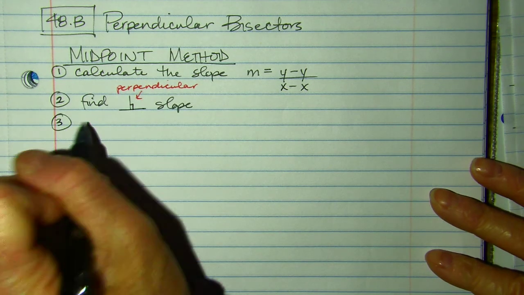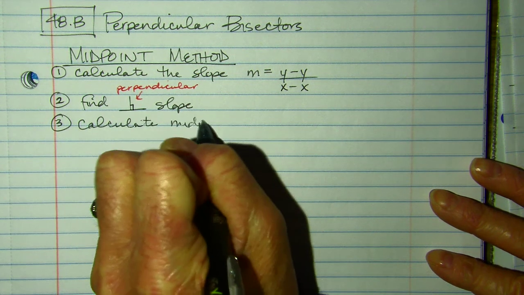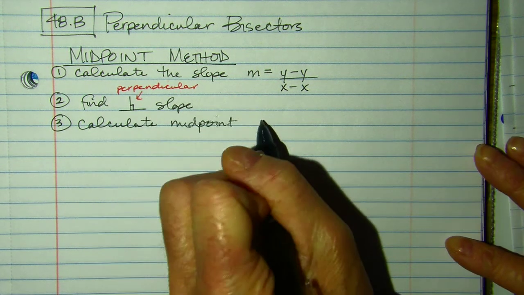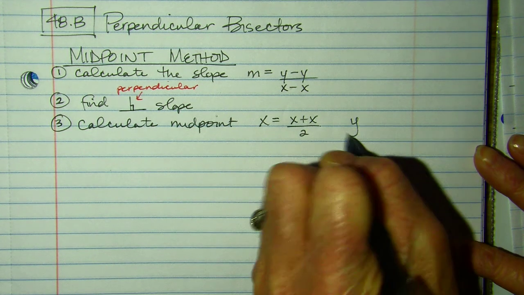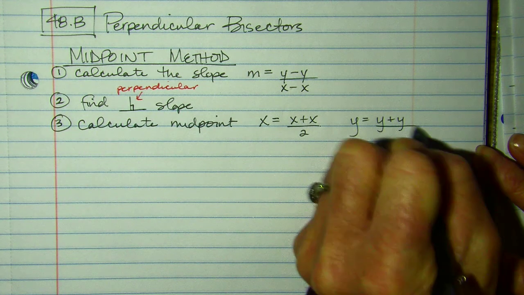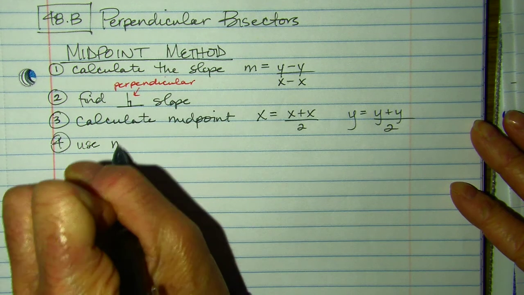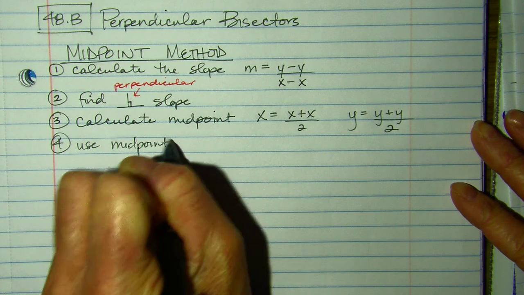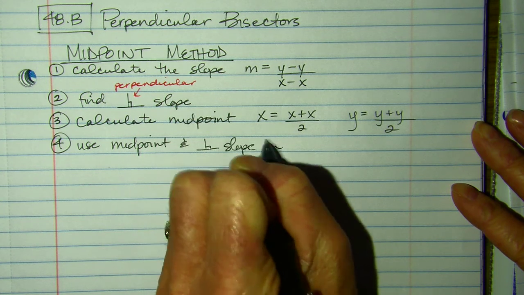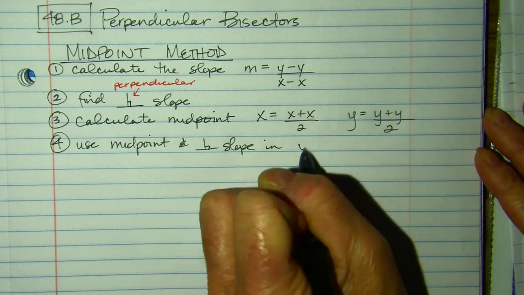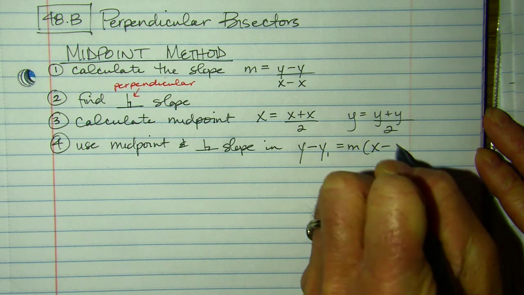Three is I'll calculate the midpoint, which we did go over in a prior section: x equals your x values divided by 2, y equals your y values divided by 2. And four, use the midpoint and your perpendicular slope in your point slope form: y minus y1 equals m times x minus x1.